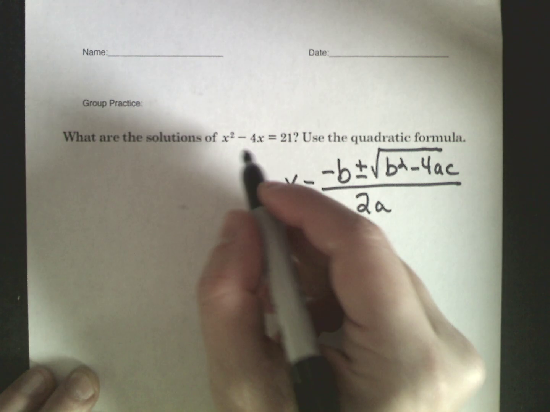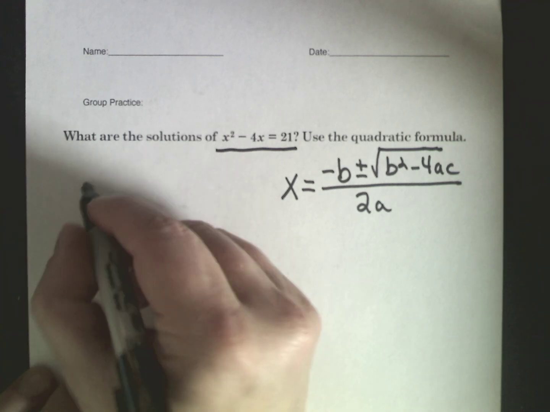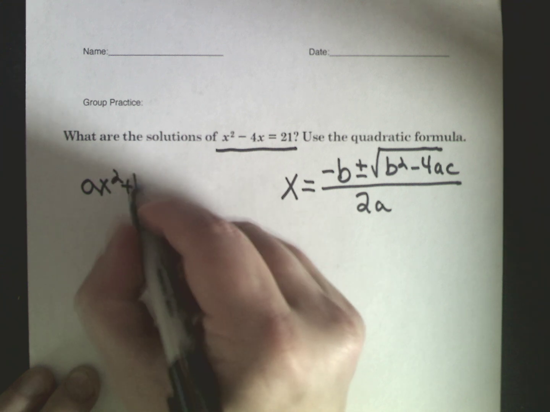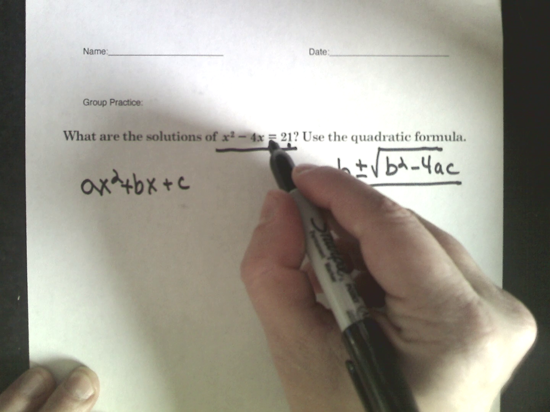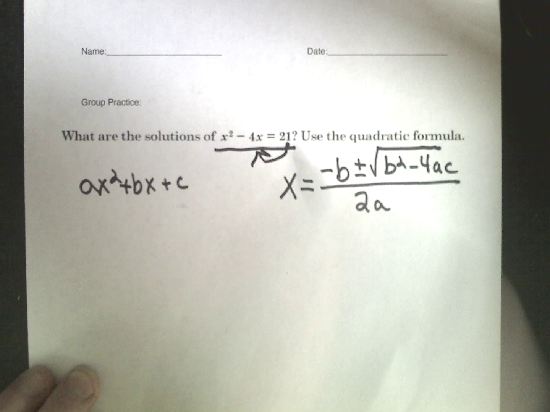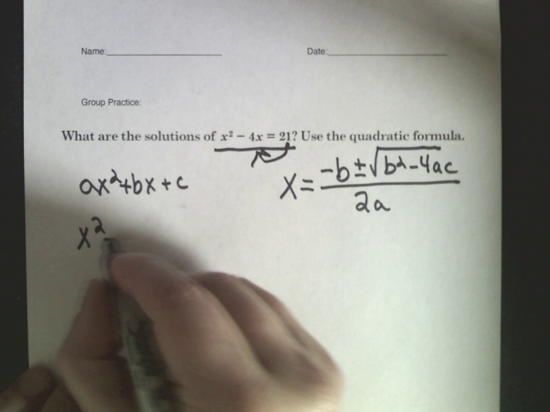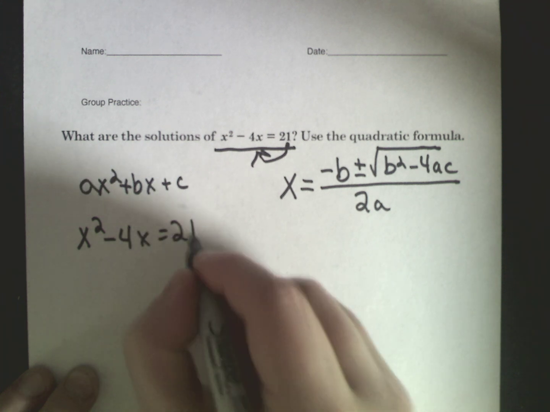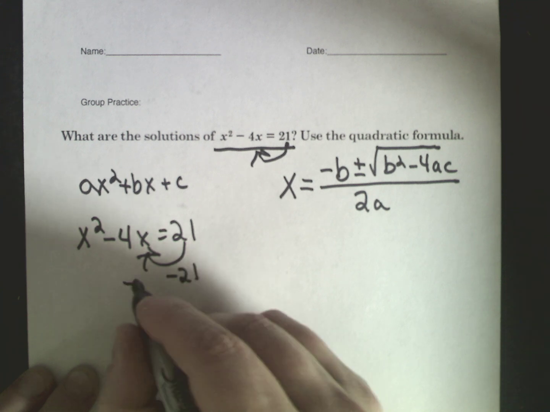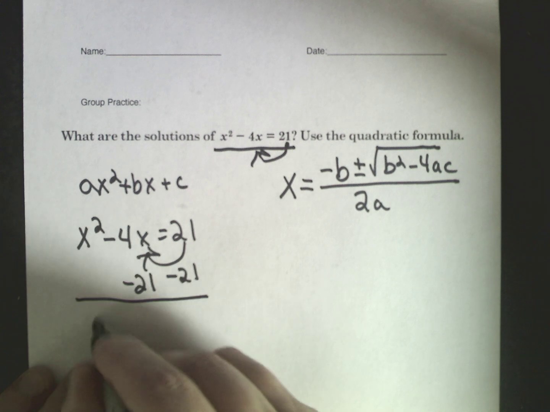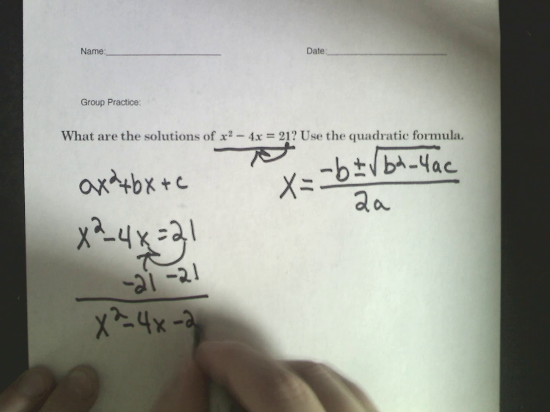We want to look at this function first of all. I see this one here, and I say, well, that doesn't really look like this. Why? Because this 21 here is on the other side of the equal sign. I want to move it over here. The only way we know how to do that is with algebra. I'll subtract 21 from both sides. So then I have my new equation: x squared minus 4x minus 21.